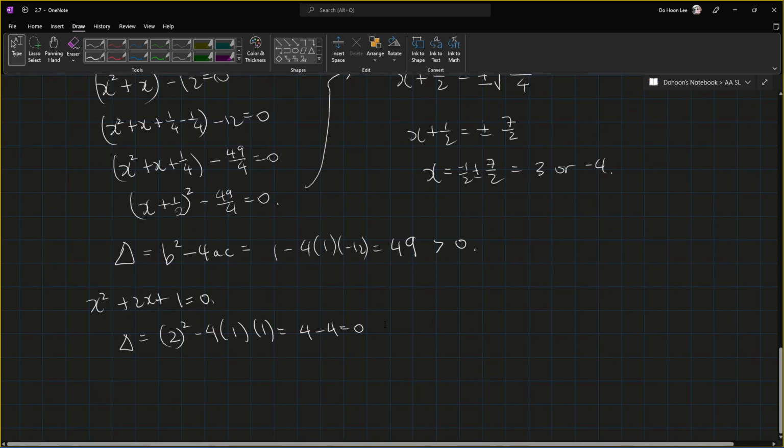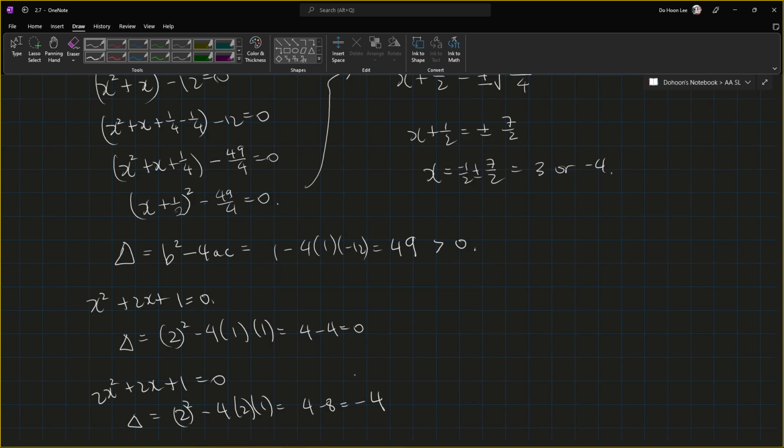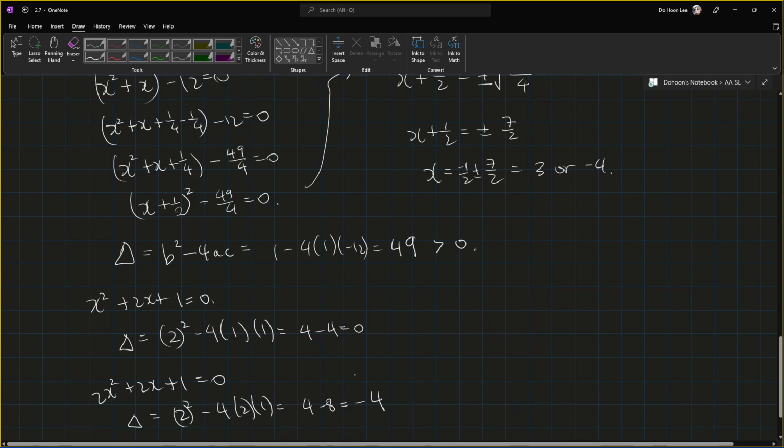Lastly, let's look at 2x squared plus 2x plus 1 equals 0. Discriminant: 2 squared minus 4 times 2 times 1 is 4 minus 8, which is negative 4. Okay. Discriminant is negative 4, so I have to put this into the square root of negative 4. Ring ring! The calculator crashed, the math is broken. If the discriminant is negative, the equation has no real roots.